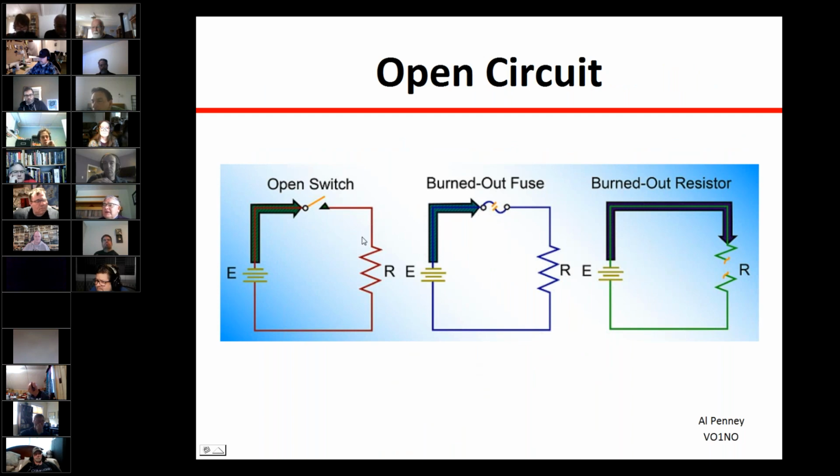More examples of an open circuit. The switch is open, so current can't flow, or you might have a burned out fuse. We'll talk more about fuses later, but the fuse prevents current from flowing. That's what it's designed to do. And you have resistors. If you put too much current through the resistor, you might burn it up and create an open circuit.